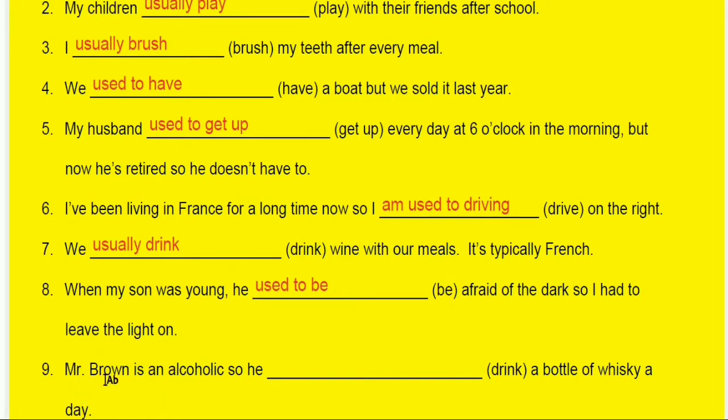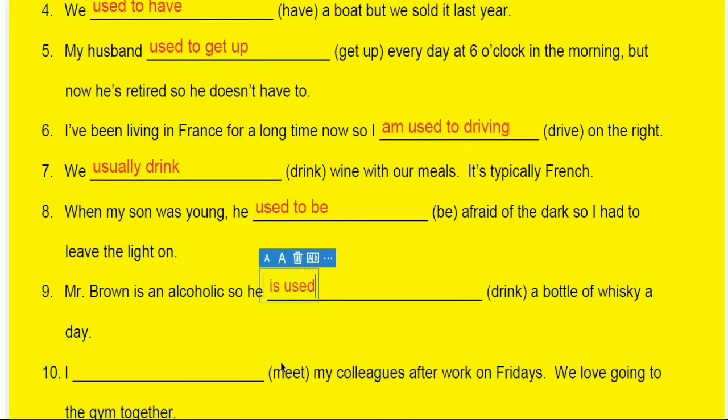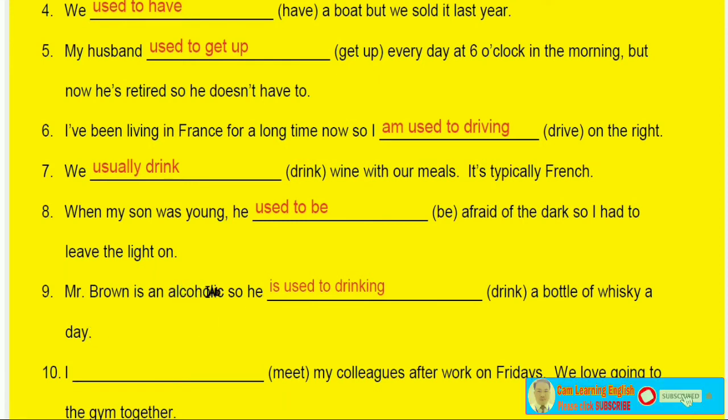Okay, number nine: Mr. Brown is an alcoholic. So he a bottle of whiskey a day. So everyone, number nine, how can you complete? Mr. Brown is an alcoholic, so he is used to drinking, right? He is used to drinking a bottle of whiskey a day, for example. So I mean, as you can see, an alcoholic.